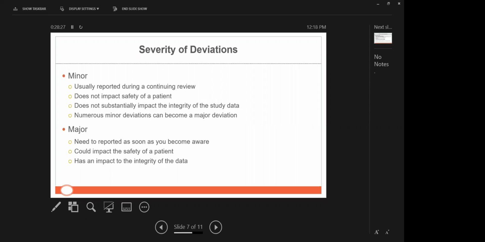A major deviation, you do need to report as soon as you become aware of it. So either your monitor comes on site and says, oh, you have this deviation, you assess that it's major, it needs to be reported right away, okay? And when you're thinking about these, again, you're looking at, does this impact the safety of the patient in the study? And does this have an impact to the integrity of the data? And that usually is the IRB's definition of what to consider reportable, is looking at safety and looking at integrity of the data.